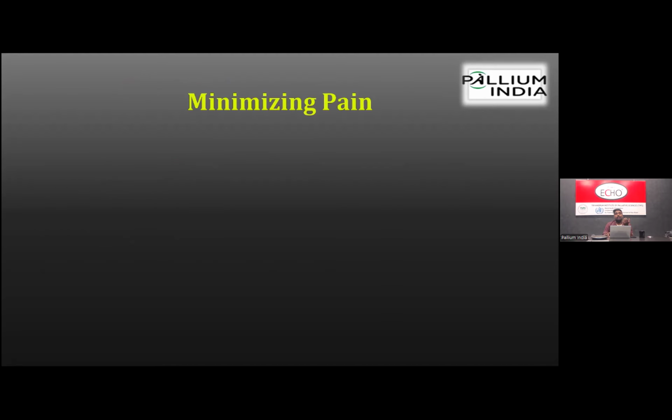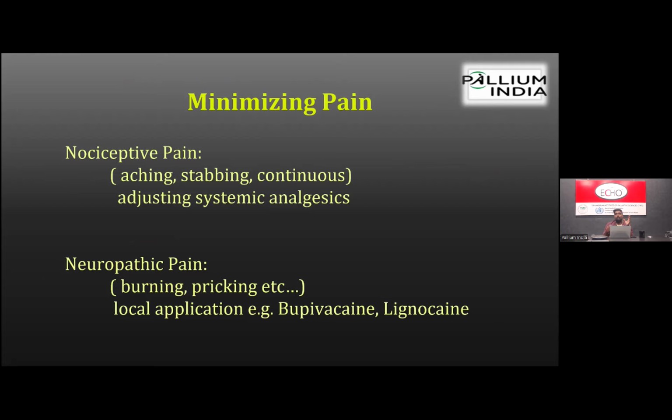So how will we minimize the pain? First of all, we know about the pain: nociceptive and neuropathic pain are both there. For nociceptive pain, which is aching, stabbing, or continuous, they can take pain medicines, opioid or non-opioid. Before the dressing we need to ensure they took their medicines regularly. If they missed them, give the proper pain medicine, make them pain free, and only then start the dressing. We need to keep that in mind.